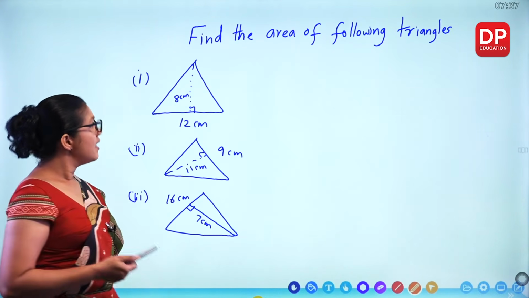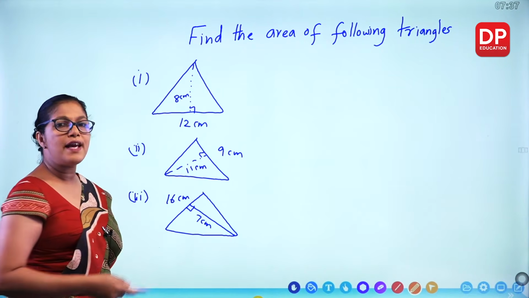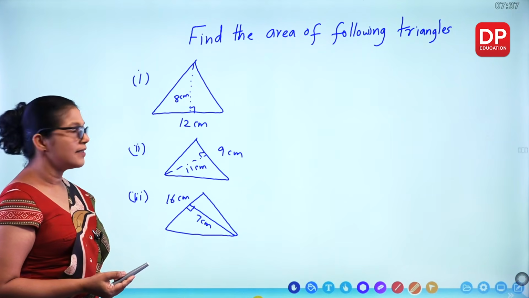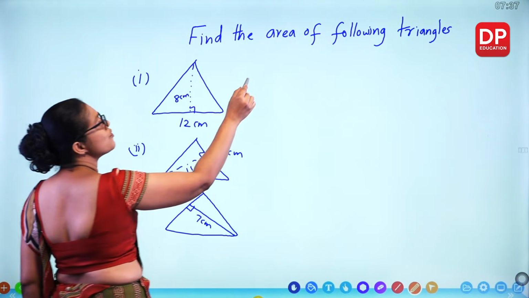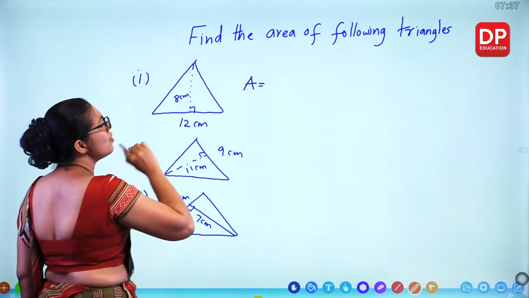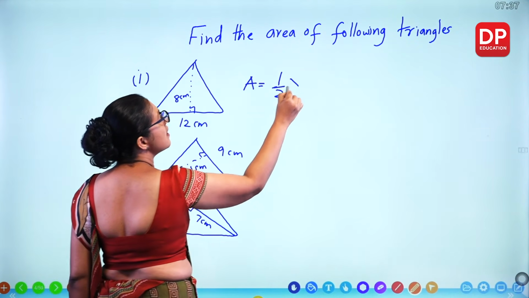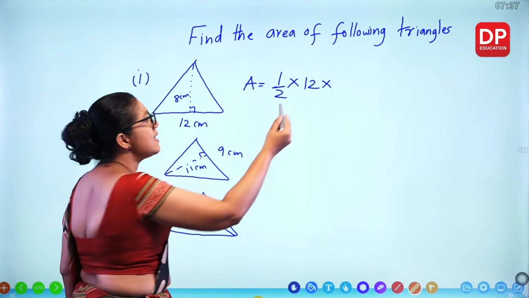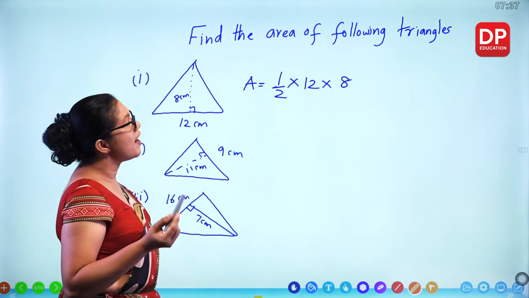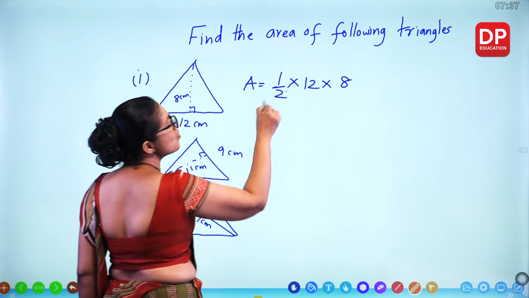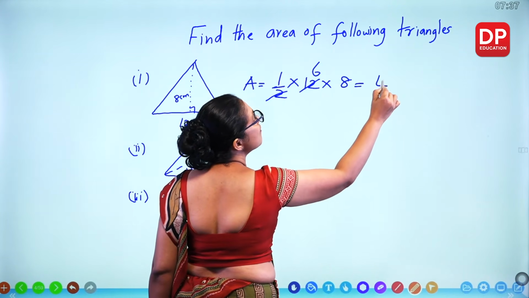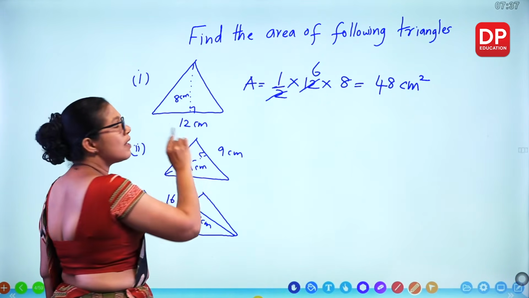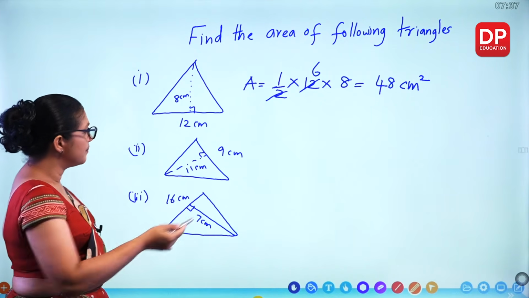Now we'll see how to calculate the area of these triangles. The base is given and the perpendicular heights are given. So what's the formula? Straight away you can use the formula. A is equal to half times base 12 and the perpendicular height or altitude 8. Now try to simplify and get the answer. 2 times 6, 6 times 8, 48. What's the unit? Square centimeters, because all these lengths are given in centimeters.